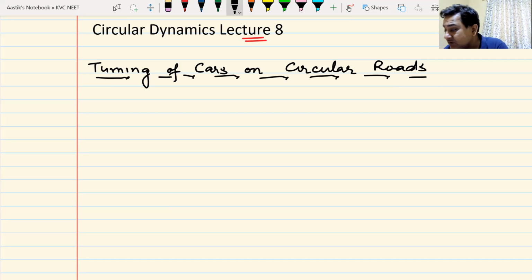The only reason, and when it is raining, the road is slippery, then you should decrease your speed further. Otherwise, you all know what happens. Your car slips, and there are higher chances of accident. In fact, most of the accidents happen on turns. You're not able to control your speed and you bang somewhere.